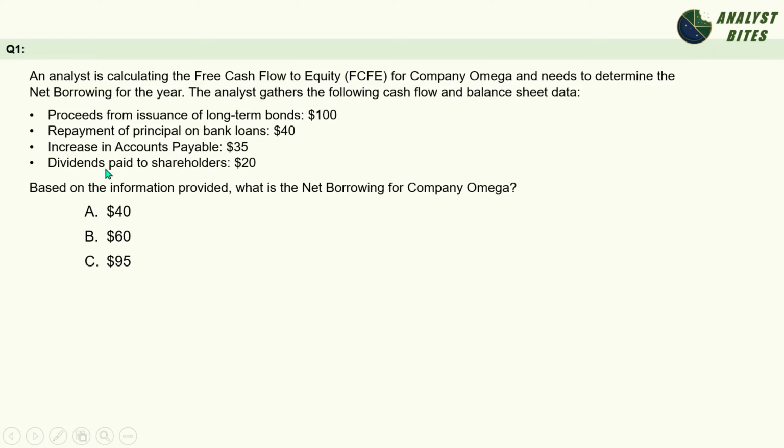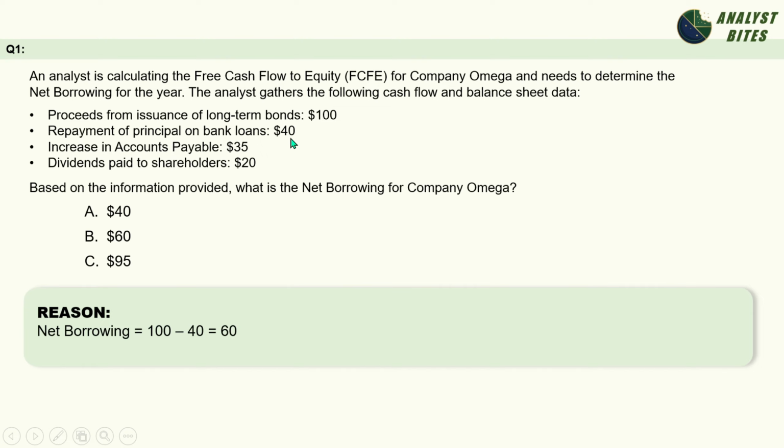Now look at the next two items. Accounts payable is a non-interest-bearing operating liability that belongs to working capital investment, not net borrowing. Dividend paid to shareholders is a distribution to family members, the owners, so it doesn't fall under the debt category. Therefore, we cross these two out. They are not part of our calculation. The math here is very simple. 100 minus 40 equals 60. The answer is B.